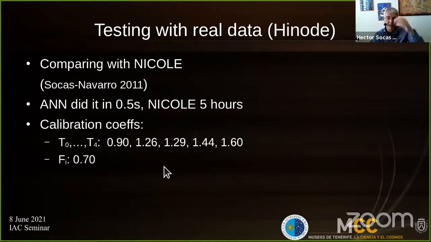So these coefficients are applied to all of the results that I'm going to show later, okay? Now, one of the big things here is that Nicole took 5 hours working on a workstation with 8 cores in parallel to do this inversion. And the neural network did it in half a second on my laptop. So that's very cool. It's exactly one of the things you're looking for.